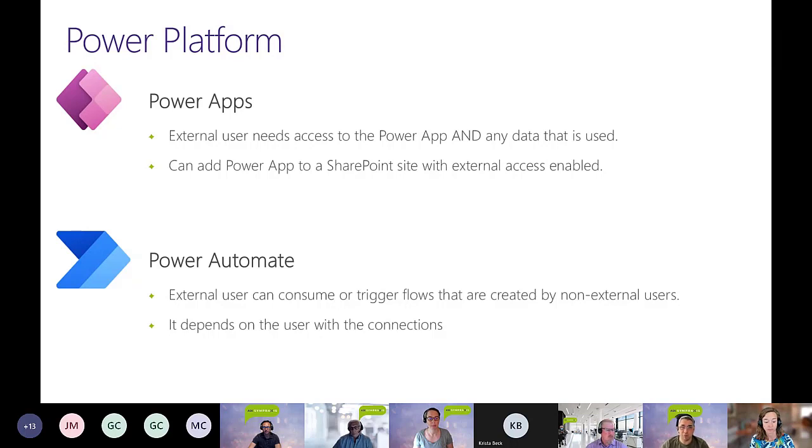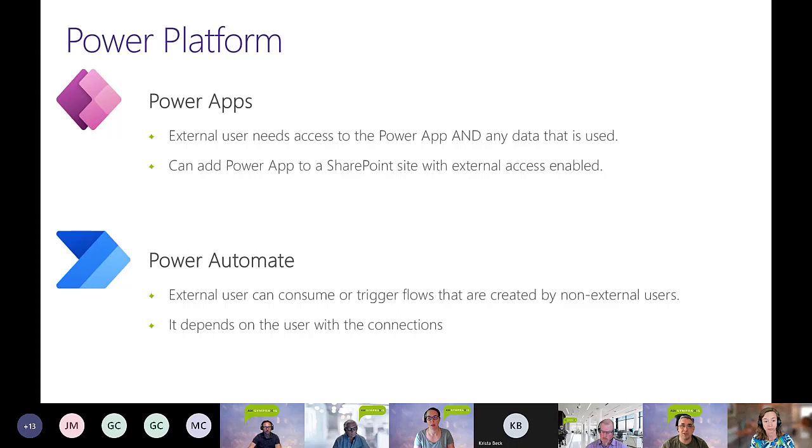So if you're writing to a SharePoint list, that user not only needs access to the Power App, but they also need access to the SharePoint list that it's writing to or reading from or doing all those things. So if you have a big and complex Power App that has lots of different data connections, you do need to make sure that those users have access to those things. The same thing holds true for Power Automate.